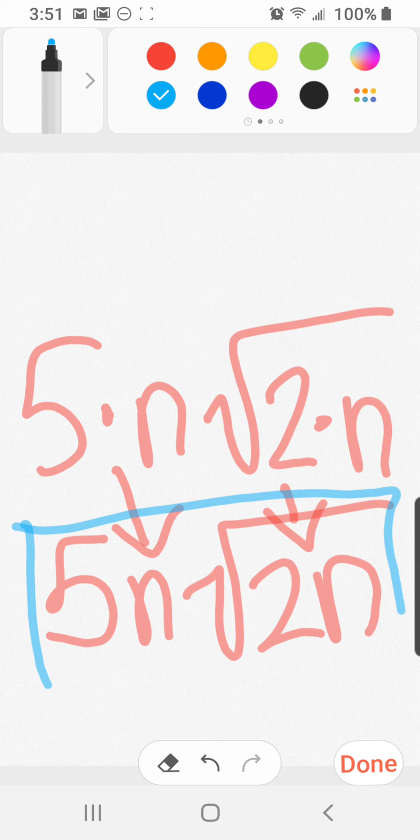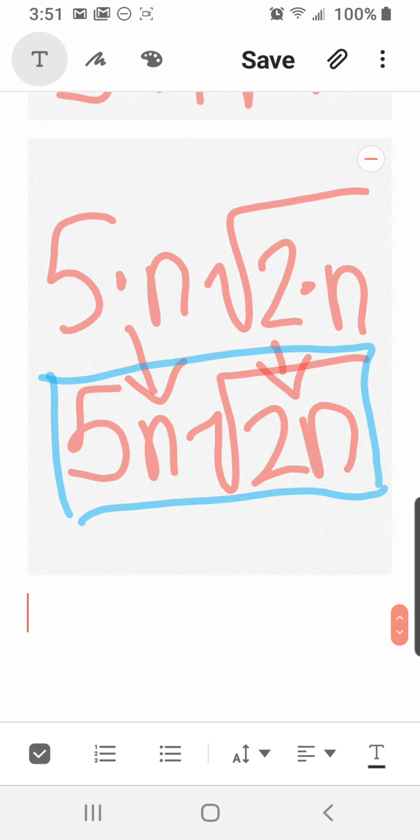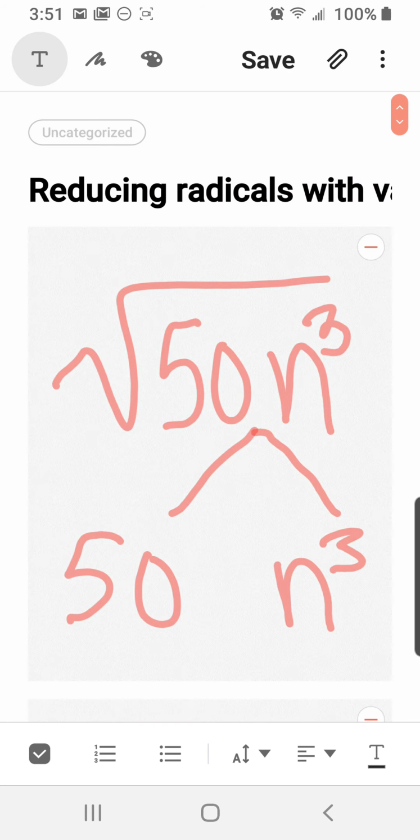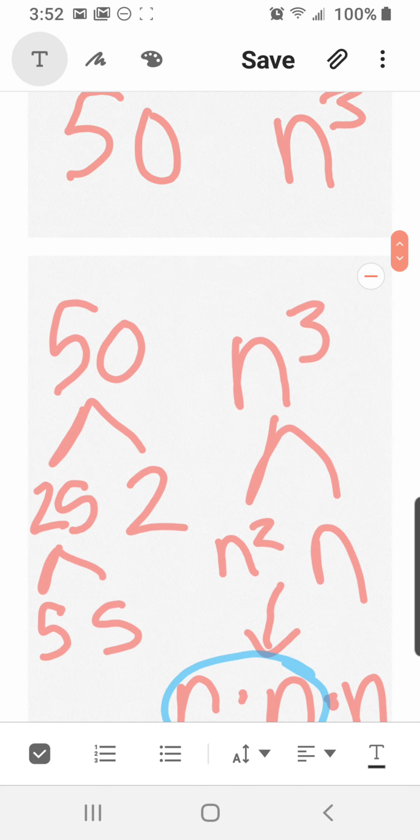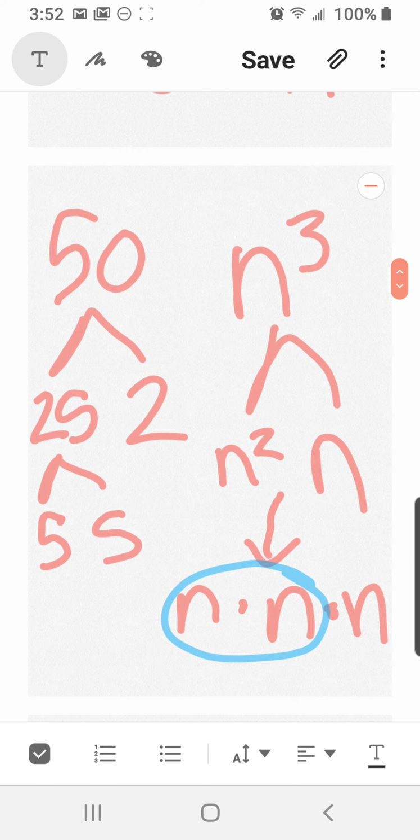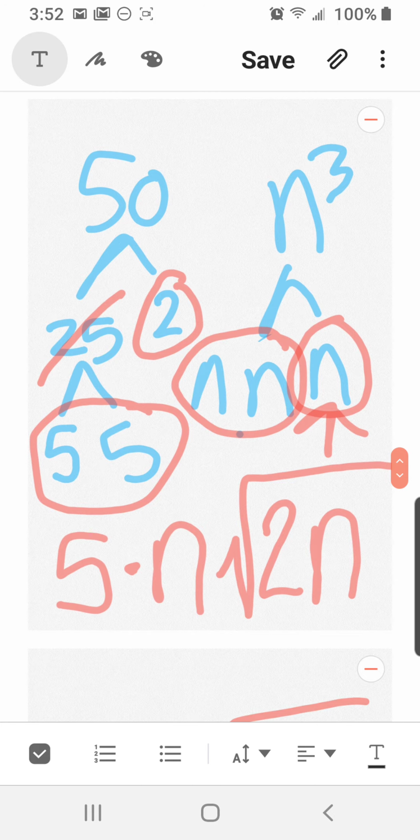Again, when I'm reducing, it's the same number, just written a different way. Mientras estoy reduciendo, es el mismo número, solo que está escrito de otra manera. So first thing I did is I split up the integer and the variable. La primera cosa que hice, separé el número y la variable. I broke down both of them. Reducí los dos. I made my pairs. Hice mis parejas. I put my pairs on the outside.